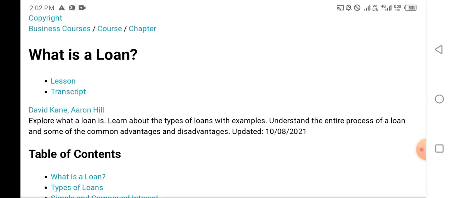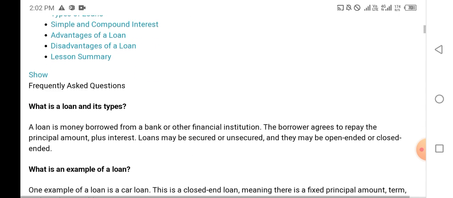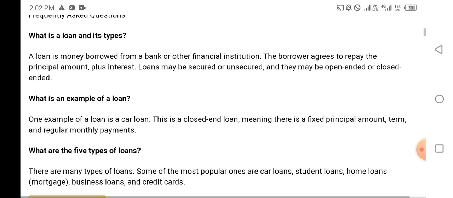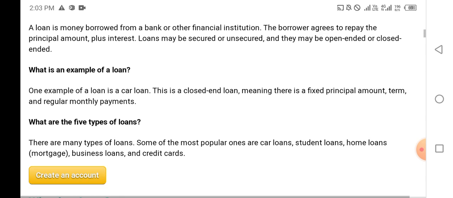Today we are talking about what is a loan. We will explore what a loan is, and the types of loan will also be discussed. What is a loan and its types? A loan is money borrowed from a bank or other financial institution. The borrower agrees to repay the principal amount plus interest. Loans may be secured or unsecured, and they may be open-ended or closed-ended.